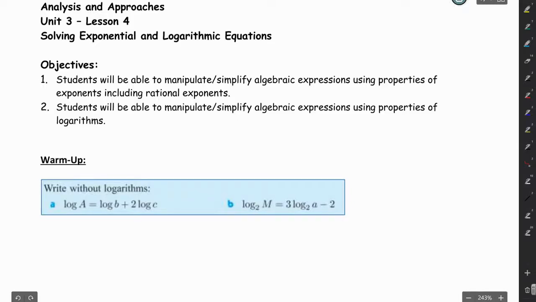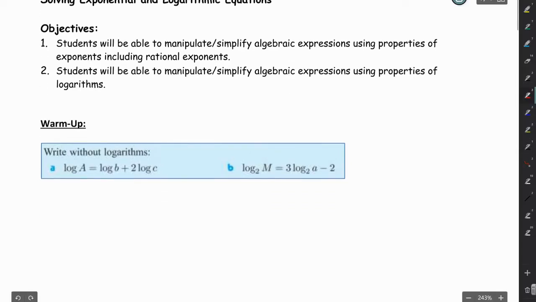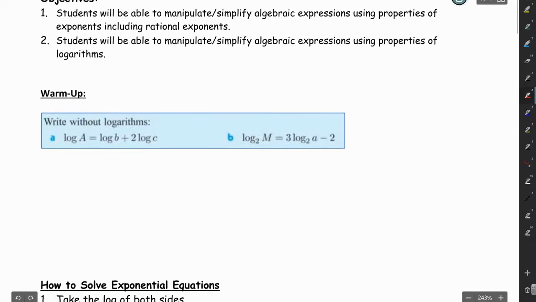Hi everyone, in this lesson we're going to be solving exponential and logarithmic equations. So we have a warm-up to start. It says write without logarithms. So we're going to condense the right side first.